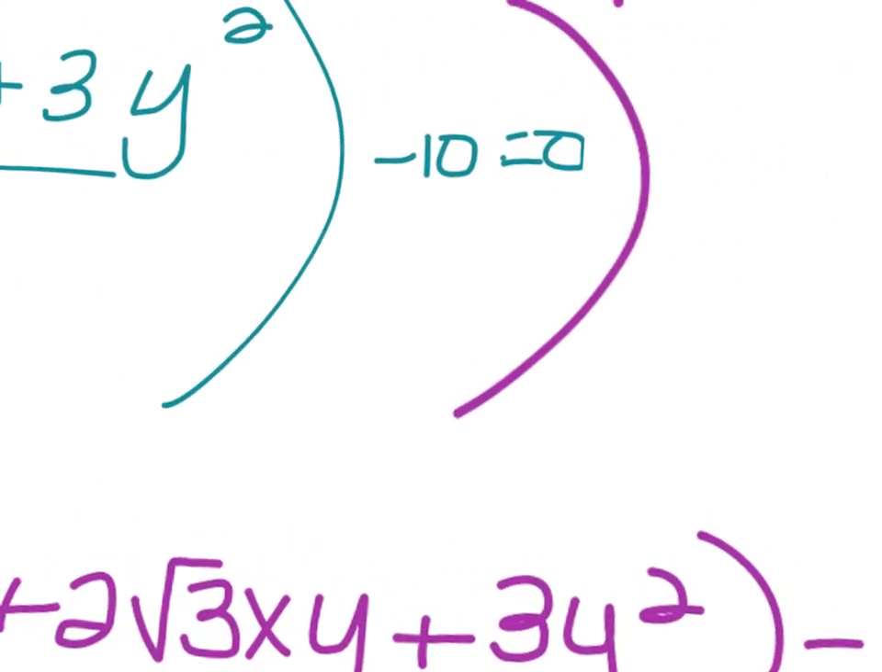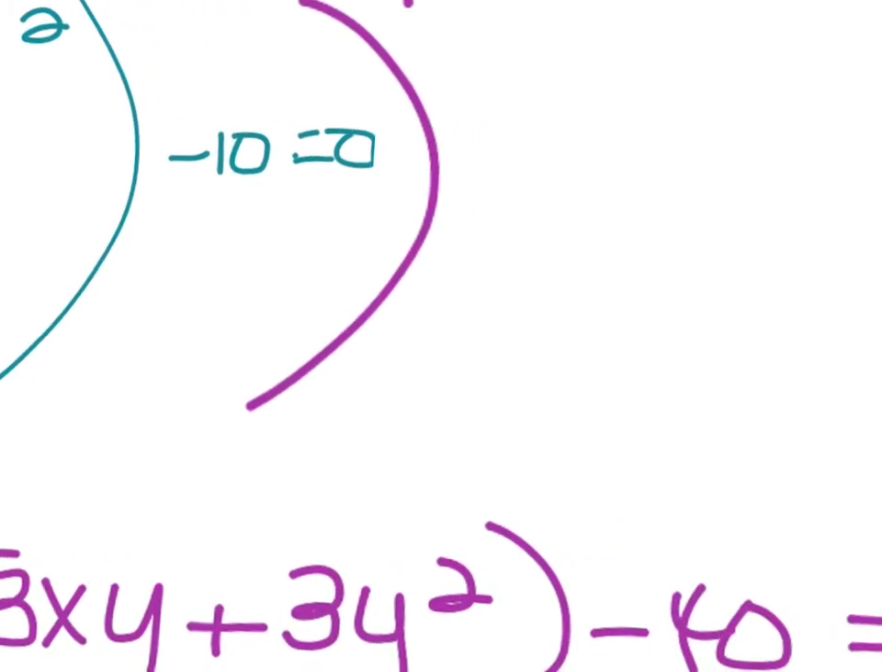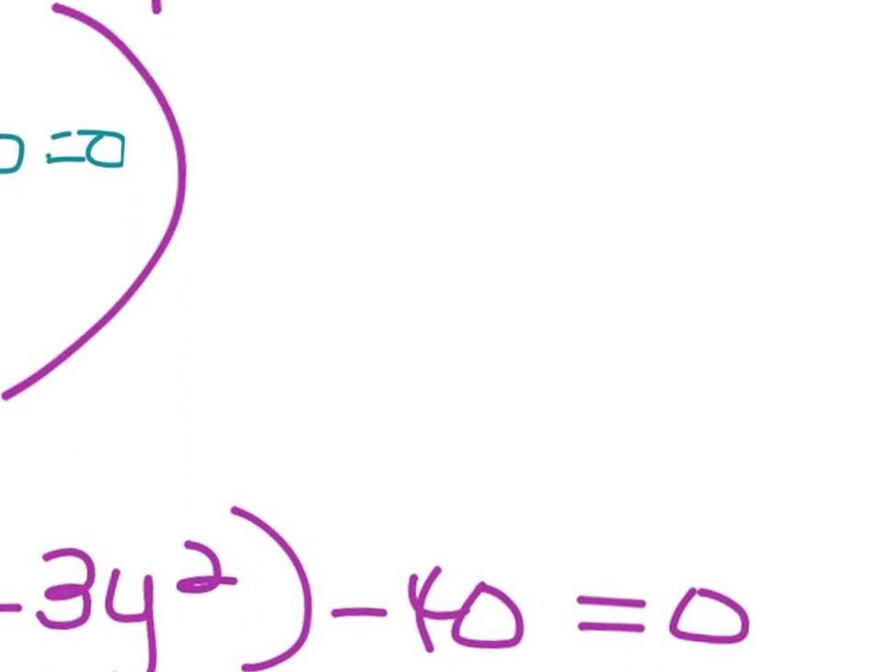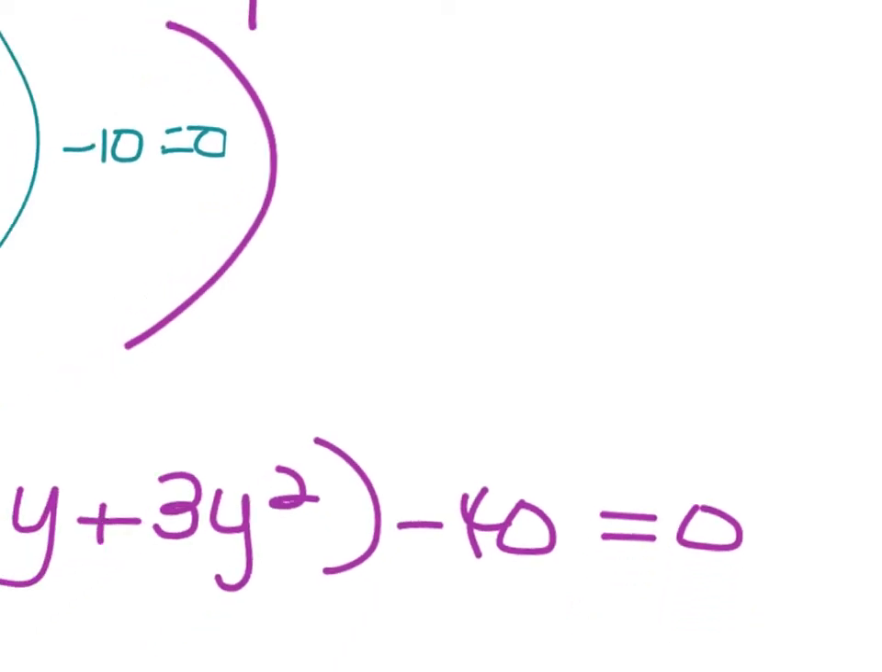Plus root 3 times 3, which is root 3, which is 3x squared plus 2 root 3xy minus root 3 times root 3, which is 3y squared. Then I do the last one, plus 3x squared plus 6 root 3xy plus 9y squared minus 40 equals 0.